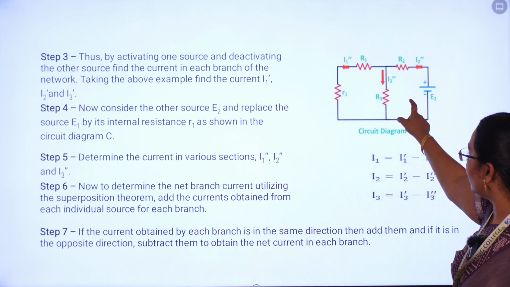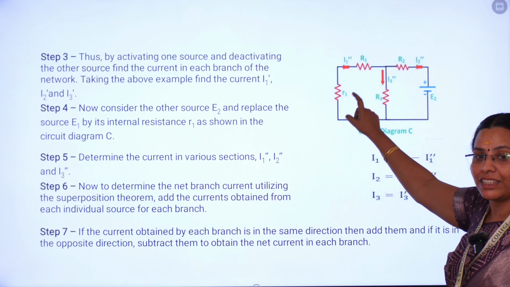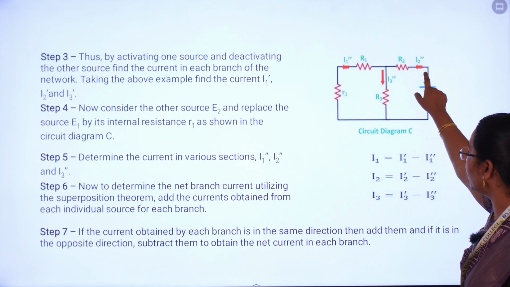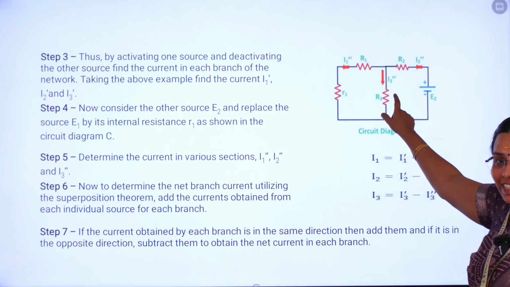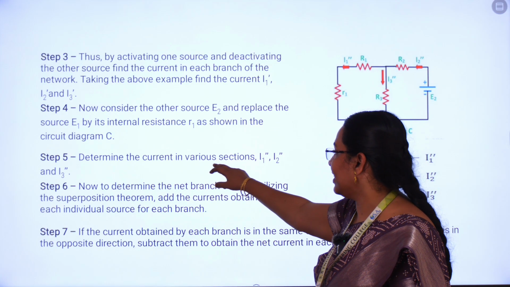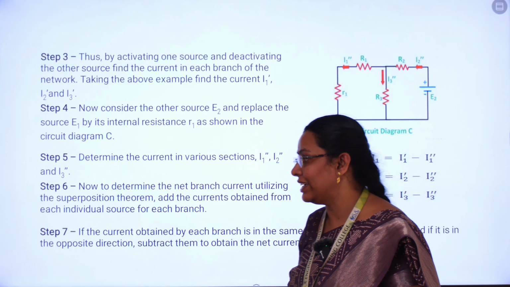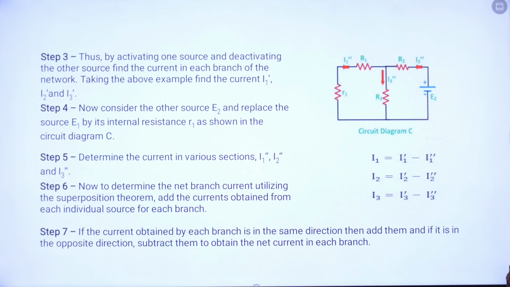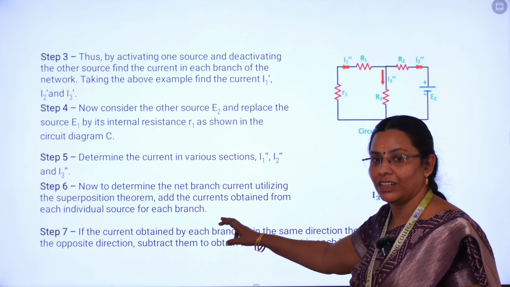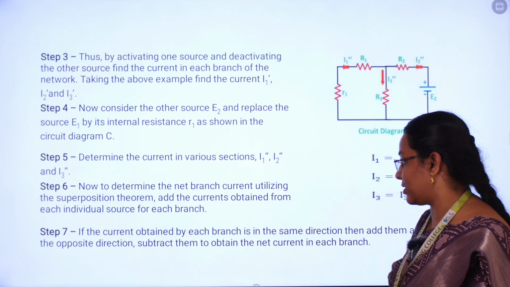And next we are going to mark the current directions, and these are indicated by the double dash: I1 double dash, I2 double dash as well as I3 double dash. And step number 5, determine the currents in the various sections, I1 double dash, I2 double dash and I3 double dash. Next step number 6, now we are going to calculate the total current in the individual resistance.